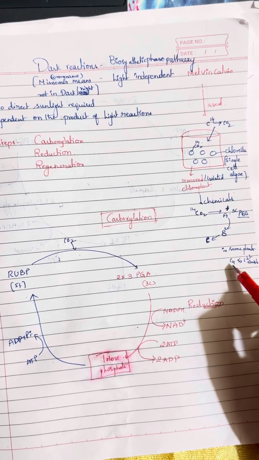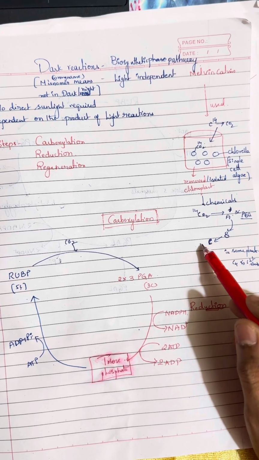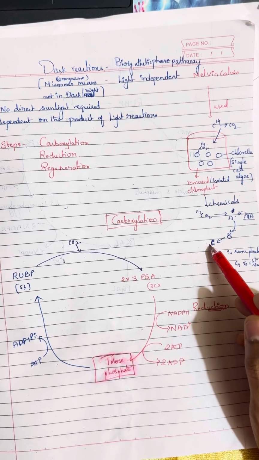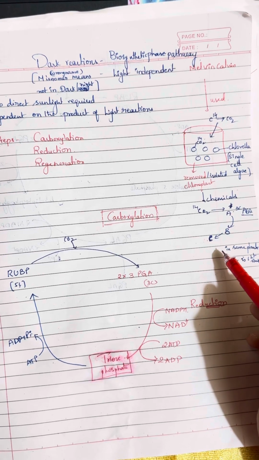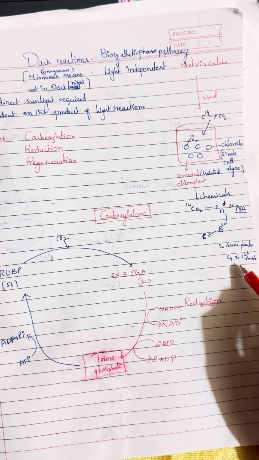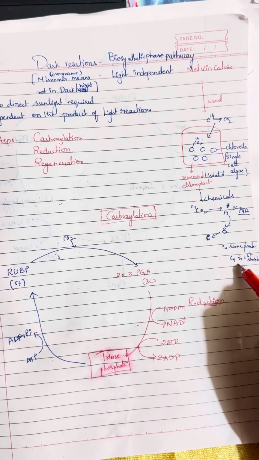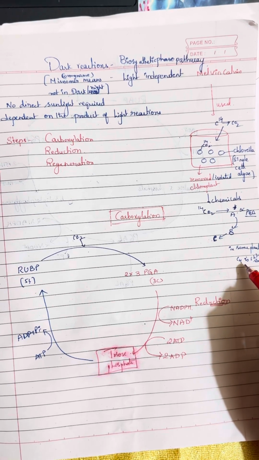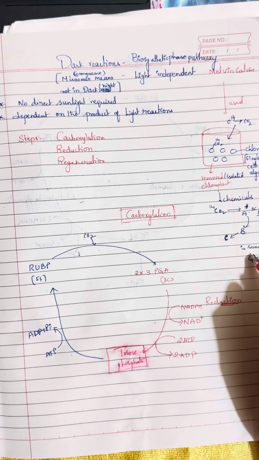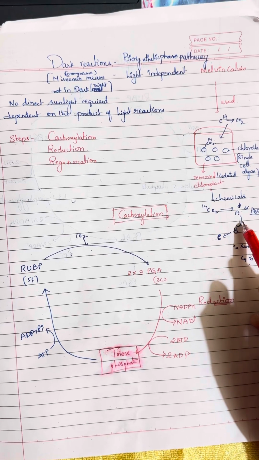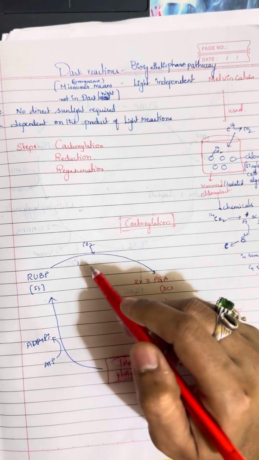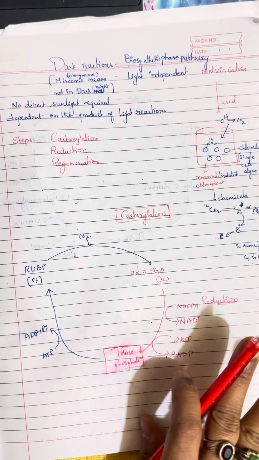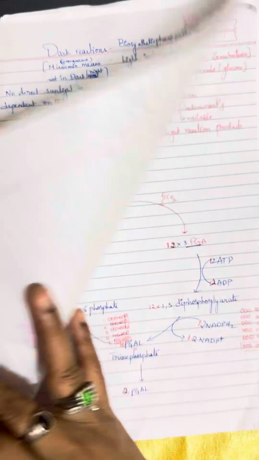The product which is formed, he found, may be sugar or sucrose, etc. In search of this, Hatch and Slack and some other scientists also found that even in C4 plants the same product is released. By this analysis, he came to know that these three steps are nothing but carboxylation, reduction, and regeneration, which are common for every plant.